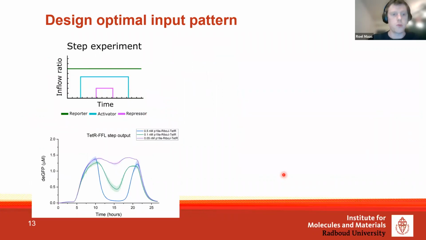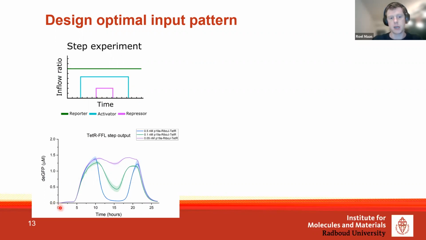So now we come to the actual optimal experimental design. Before we can do an optimal experimental design, we need some initial parameter estimates for all the different parameters we have to estimate. To get those, we started off with a so-called step experiment, where we have the reporter construct continuously flown into the reactor, and then over time we add the activator and the repressor, and then we remove the repressor and we remove the activator DNA constructs from the system. And then the output looks a bit like this.